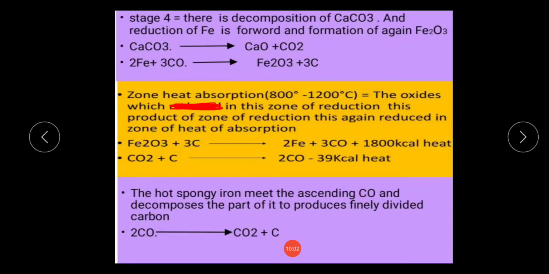Simultaneously, there is another reaction that takes place. Such reaction is the iron which is acquired in the stage 3. This iron is reacted again with the carbon monoxide and we acquire ferric oxide and carbon.